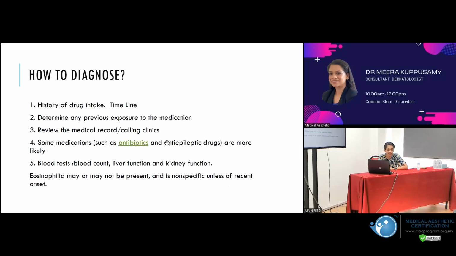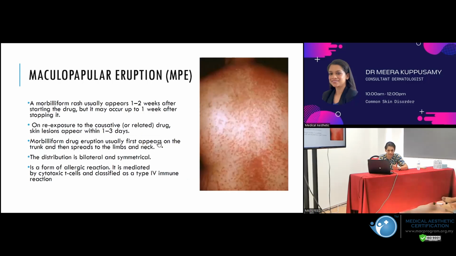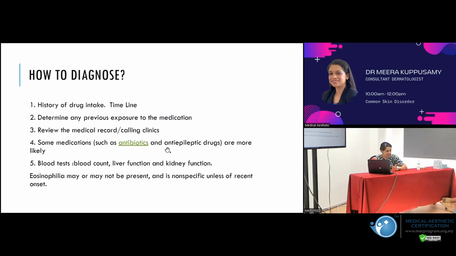So the most likely medication you will see most probably is an antibiotic, anti-epileptic, and the common one now is allopurinol. Some doctors, not GPs actually, some specialist doctors, are giving allopurinol for just a high uric acid level without gout, without the symptom of gout. And then the patient gets the allergy. So that's quite dangerous.